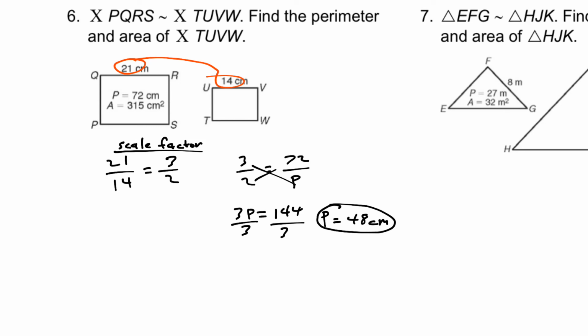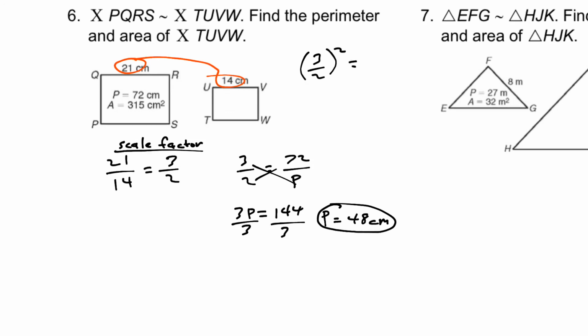Now let's move on and find the area of the small rectangle. Now we use the same scale factor again of 3/2, but remembering that to get the ratio of our areas, we have to square that number. And since we're doing this one large rectangle over small, on the top we would have the 315 square centimeters as the area of the large rectangle, divided by the area of the small rectangle, which we will call A.